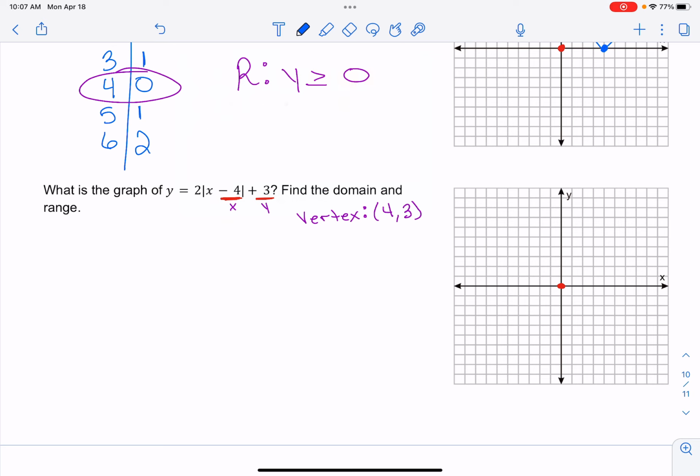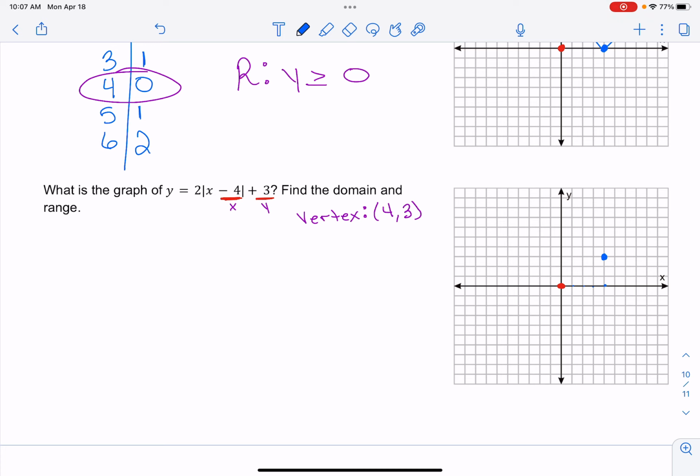And we know that that minus 4 tells us if we move left or right. So that's going to tell us we go to the right 4. So we went to the right 4. And then this plus 3 tells us that we have to go up 3. So this is where those translations kind of tell us to go.